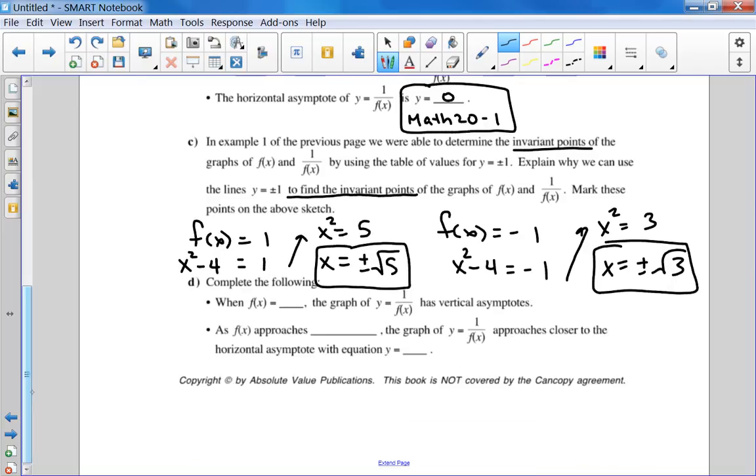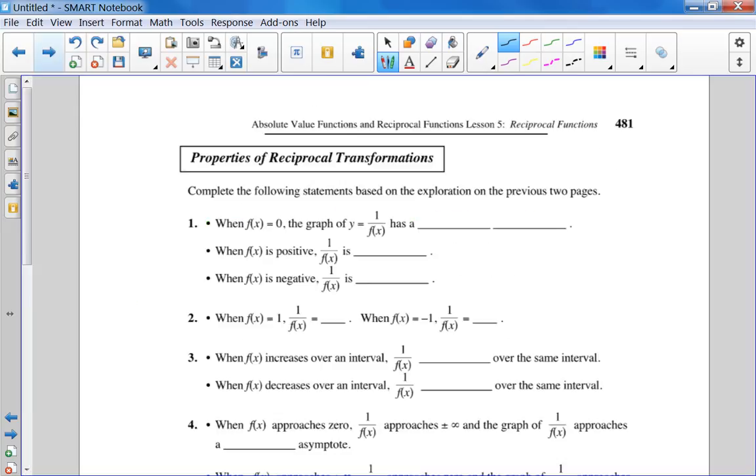Complete the following. When the function is 0, you get the vertical asymptote. As the function approaches infinity in both directions, it gets closer to a horizontal asymptote of 0. So we're just going through the motions for the next couple minutes, and then I'll help you with the questions as they come.